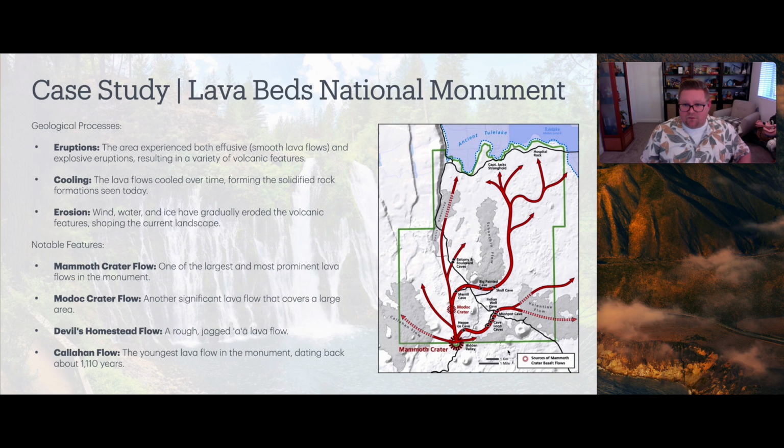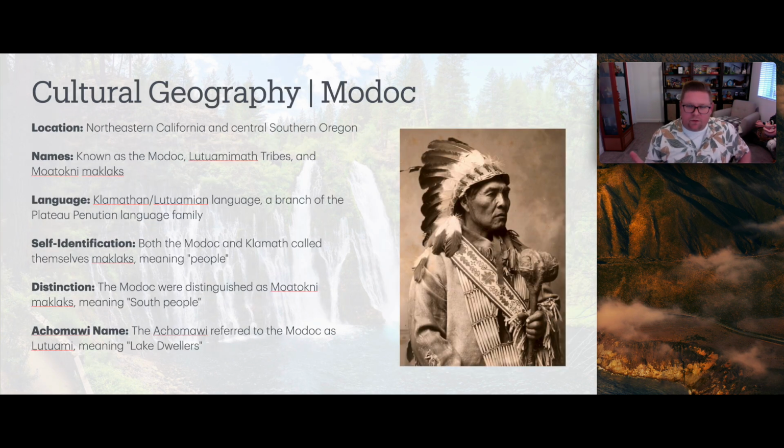You have the Homestead Flow, and then the Callahan Flow, which is the most recent flow, dating a little over 1,000 years ago. Aside from the classic gold miners you would have found in these areas, especially in the late 1800s and early 1900s, earlier people were present. You have the Modoc people located within the northeastern part of California, blending over into southern Oregon, because that's where some of the larger lakes are that feed into this area.